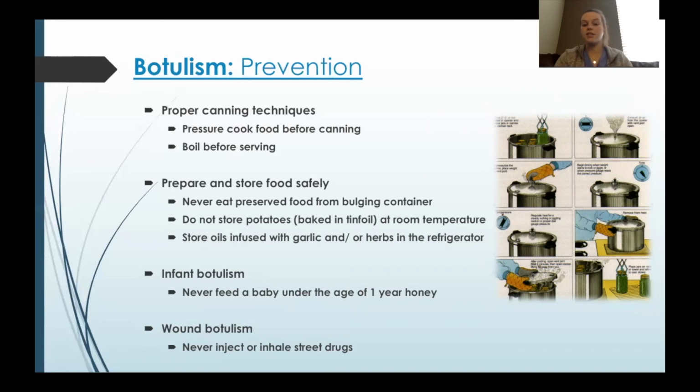To prevent infant botulism, never feed a baby under the age of 1 year honey, not even the tiniest bit. It's just not worth the risk. And to prevent wound botulism, it's pretty rare to see this from the day-to-day cut. So it's mostly seen with injected or inhaled street drugs. So just stay away from those.